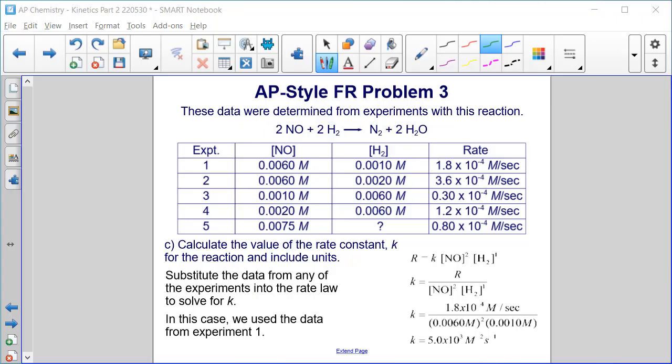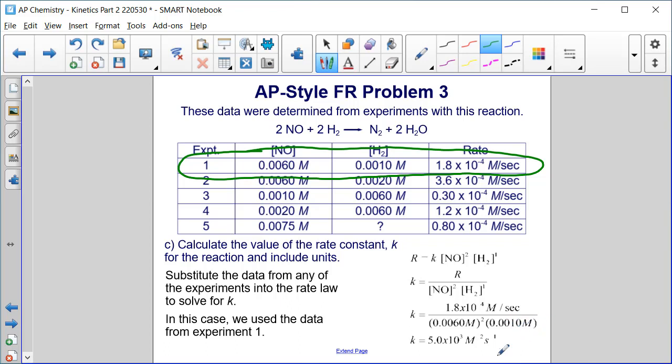Calculate the value of the rate constant K for the reaction and include units. So in order to do this, we just substitute the data from any of the experiments into the rate law to solve for K. In this case, we use the data from experiment 1. So rate is equal to K times the concentration of NO squared times the concentration of H2. So K is equal to the rate, which is 1.8 times 10 to the minus 4 molarity per second, over 0.0060 molar, the concentration of the NO. We need to square that, times the concentration of the H2, which is 0.0010 molar.